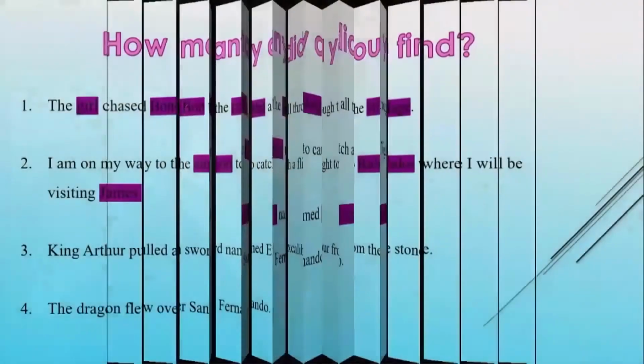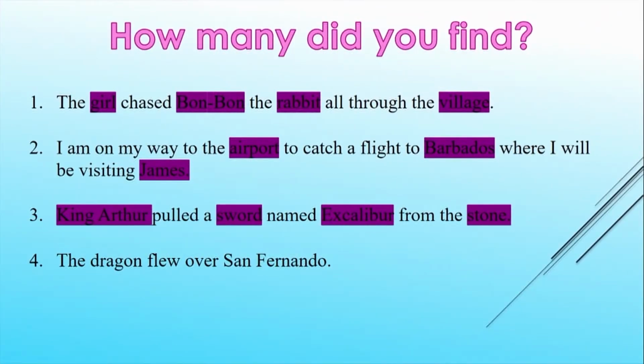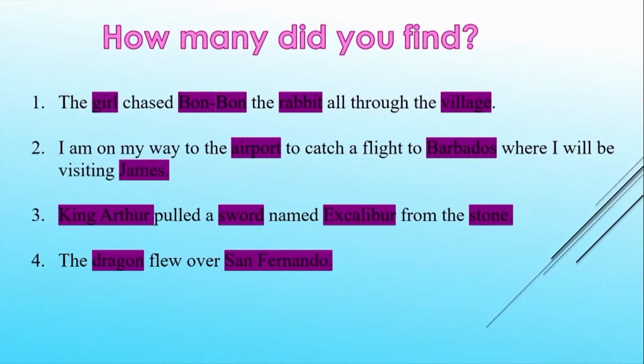So let's try number 3 and see if we can keep this nice train going. King Arthur pulled a sword named Excalibur from the stone. So we have King Arthur, we have sword, as we learned before, we have Excalibur, the sword that I was telling you about, and we actually have stone, which was not one we touched on, but stone would be a thing as well.